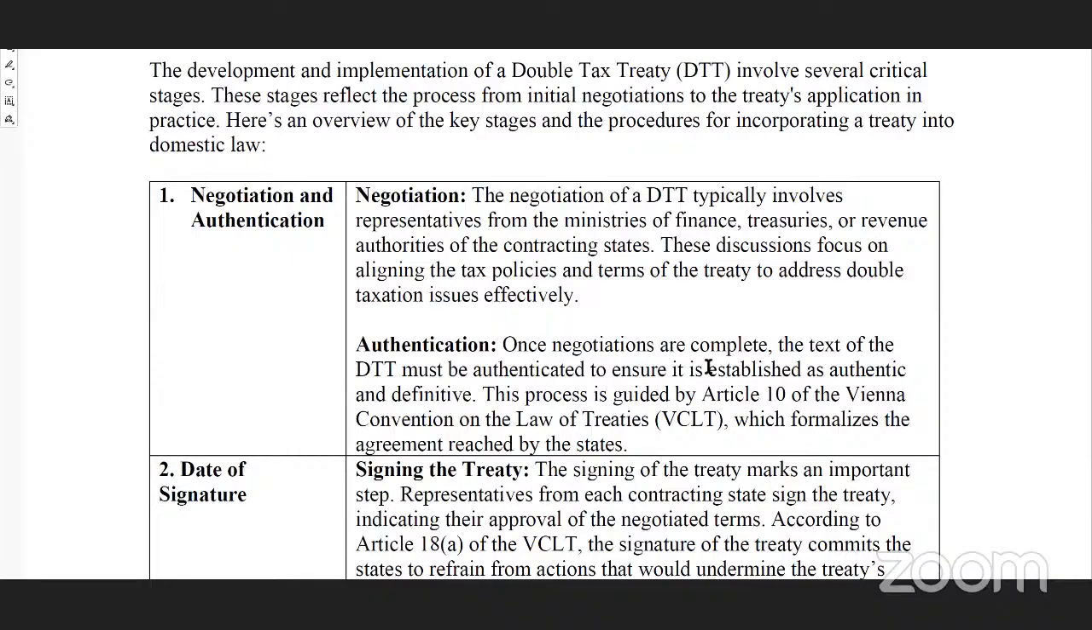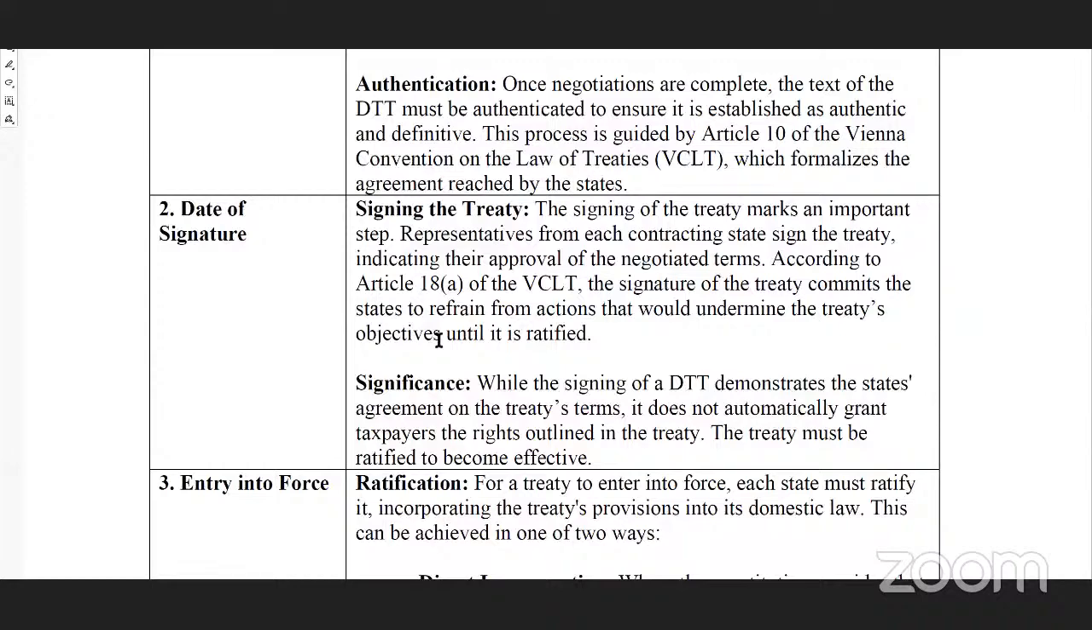This is where we check whether it is in line with the provisions under the Vienna Convention, the OECD model, the UN model, whatever we are using, right? So once we negotiate, we make sure it is authentic, it is real, it is acceptable. I get it. The provisions are realistic. Then from there, we now sign the treaty. Okay, so the signing of the treaty marks an important step. So representatives from each contracting state sign the treaty, right, indicating the approval of the negotiated terms according to Article 18A of the Vienna Convention.